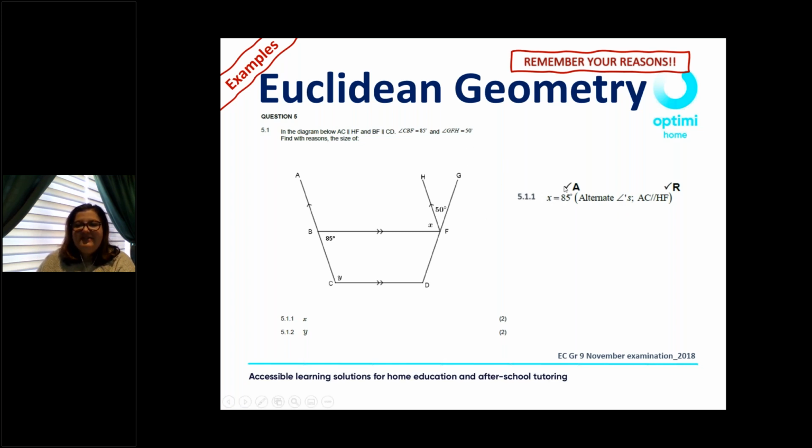So we said that it's 85 degrees. You get a mark for your answer. And then we said alternating angles with line AC parallel to line HF. And there you get a mark for your reason as well. Okay, so next up, they ask you to calculate Y. And again, there's different ways that you can do that, longer ways, shorter ways.